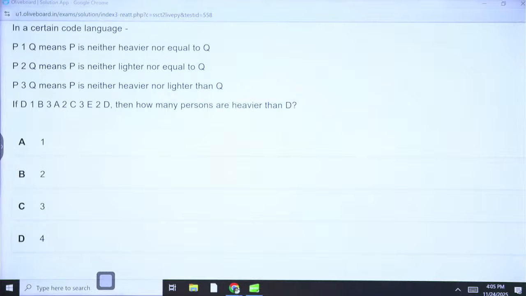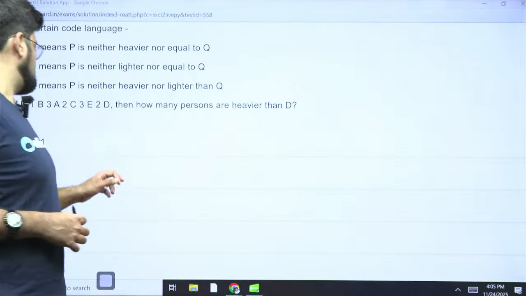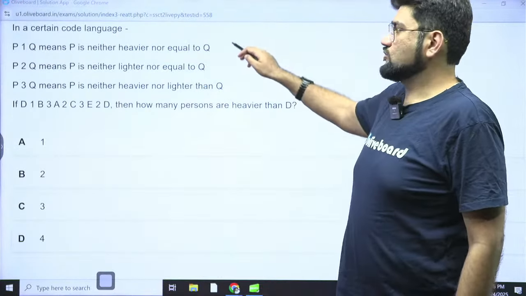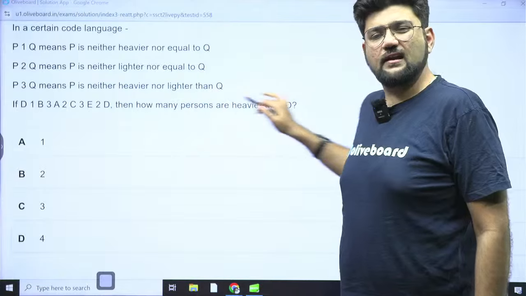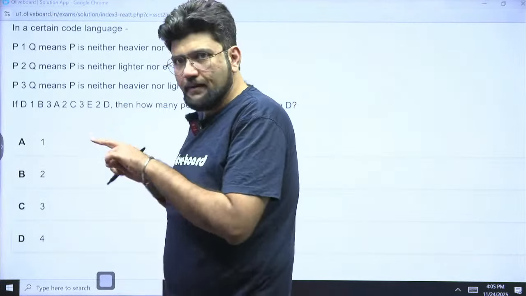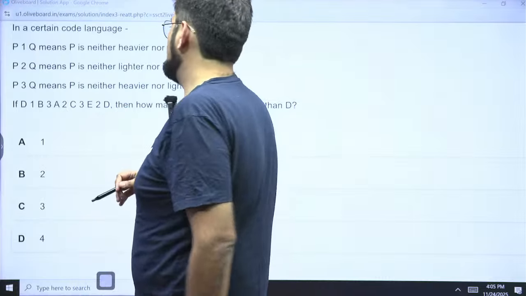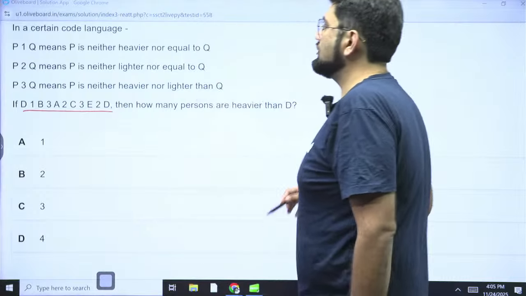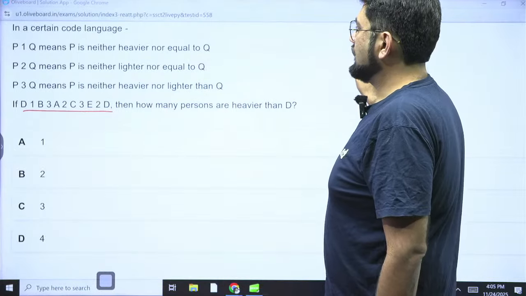So we'll start solving it, and in a certain code language, P1Q means this. Don't ever go through this code in detail first. Always start reading with the expression and then revisit the code. That's going to help you be faster. Just that you'll have to build your revisit sense. So how many persons are heavier than D? D1B means D is neither heavier nor equal to.